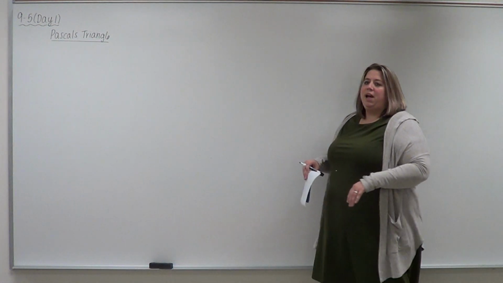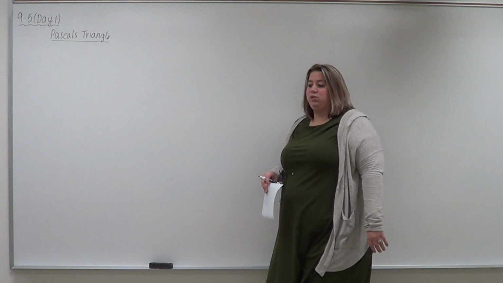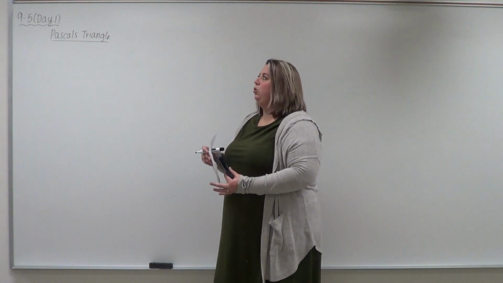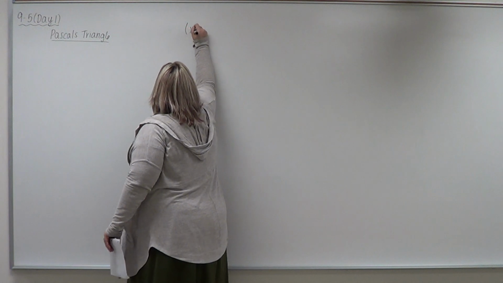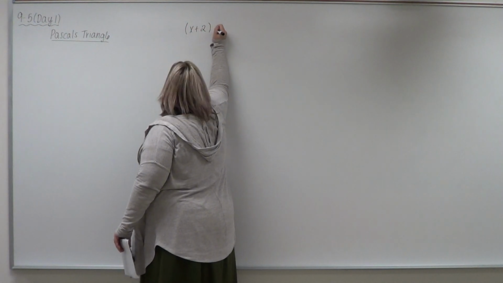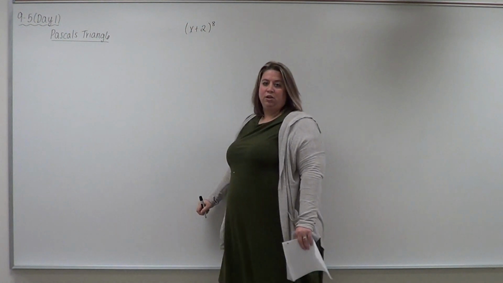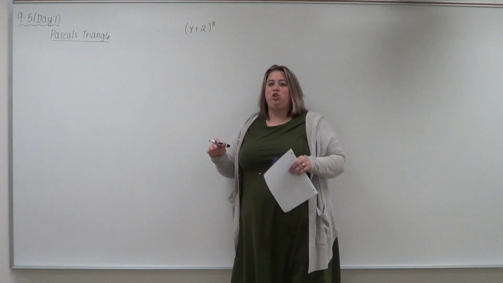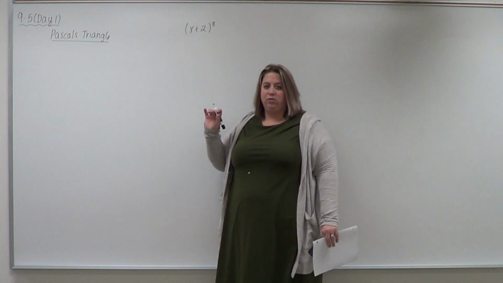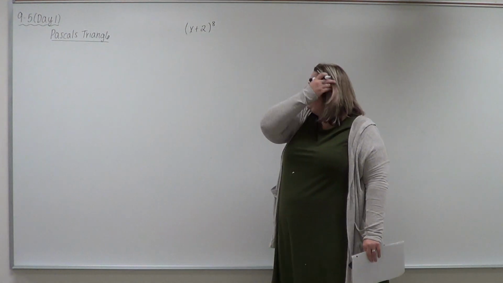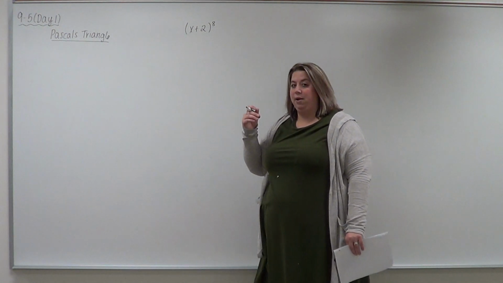So when you're thinking of Pascal's triangle, the reason we have to use this is we're going to talk about what you do when you want to multiply something that, let's say, is x plus 2 to the 8th power. You don't want to write x plus 2 eight times and then multiply this all the way out. Okay? So we're going to use something called Pascal's triangle. This is going to be a shortcut.